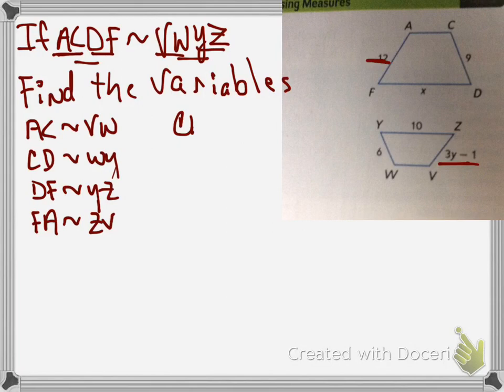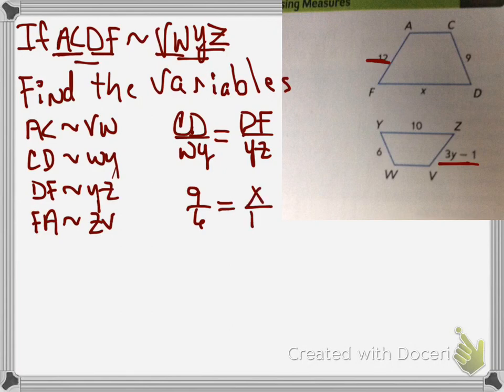Well, just like we did in the last set of notes, I can say CD, which is 9, corresponds to YW, so I can put those two together, 9 over 6, and that's going to be equal to, because I can set a proportional relationship, DF, which works with YZ, so X over 10. Well, how do I solve that? I cross multiply. 6 times X is 6X. 9 times 10 is 90. Divide by 6, I get X equals 15. I hate that bell.